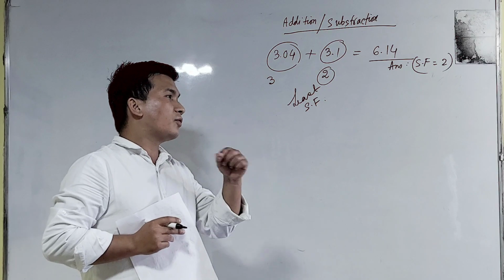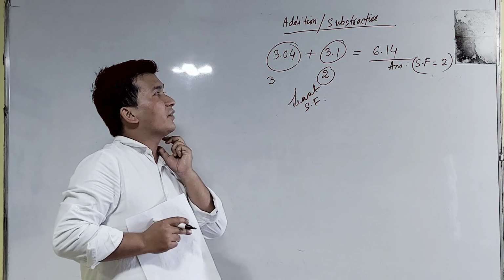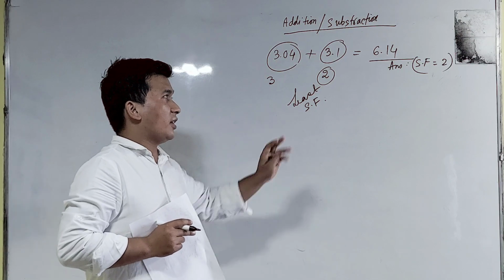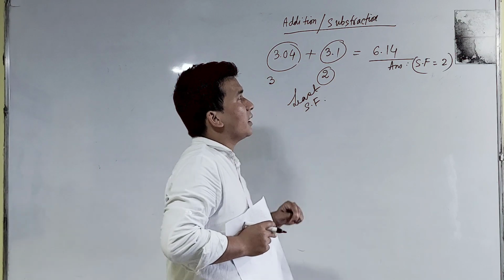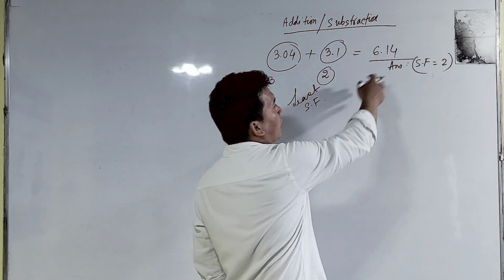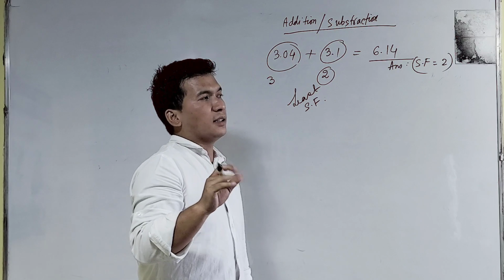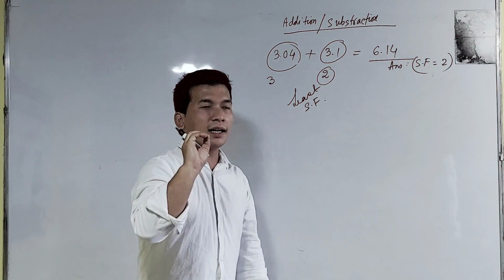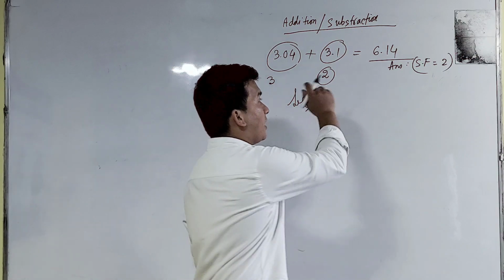First of all, we have to find out the least number of significant figures, which is 2, so the answer will be only 6.1. Let me illustrate this with the help of our easiest elementary style, with plus and minus.